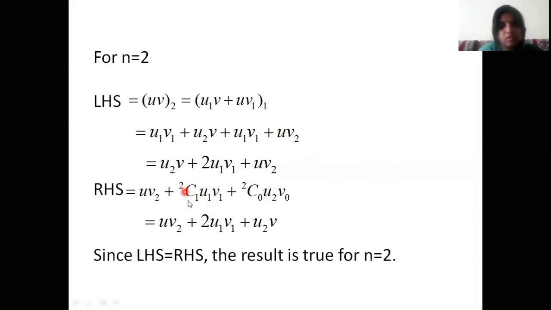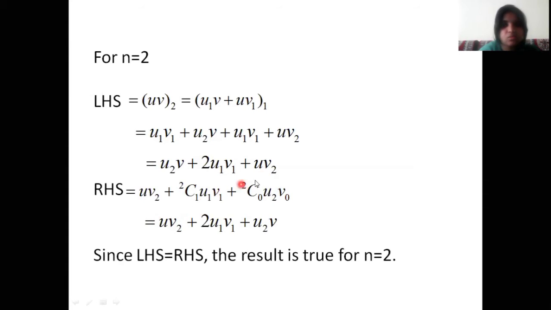That is 2 factorial by 1 factorial into 1 factorial, which will be 2, and 2c0 is nothing but 1. That is 2 factorial by 0 factorial into 2 minus 0 factorial, which is 2 factorial. So at last you will get 2 factorial by 2 factorial, and that is nothing but 1. So this is uv2, this is 2 u1 v1, and this is 1 u2 v. So you can just compare these two. These two are looking the same.